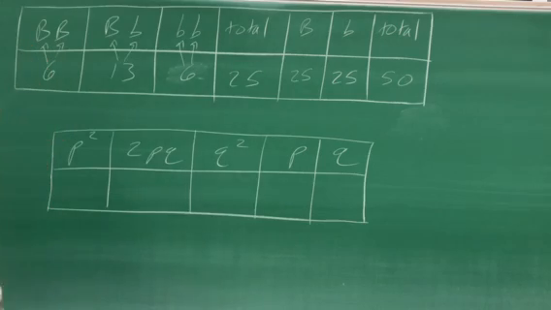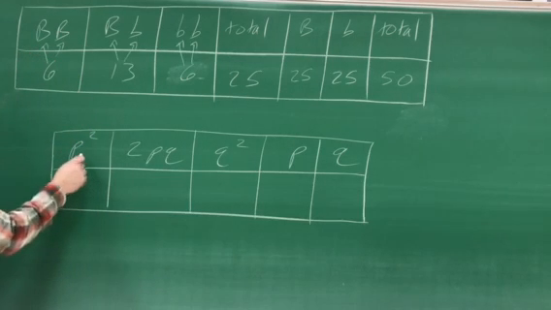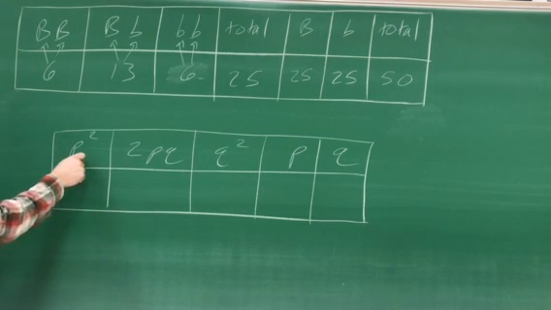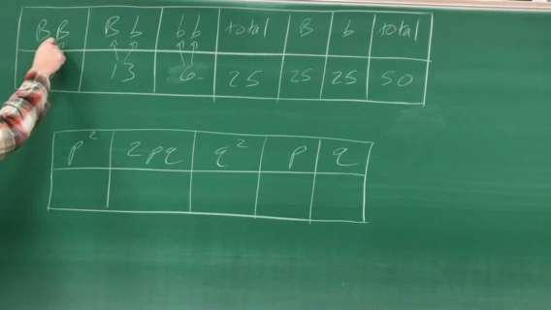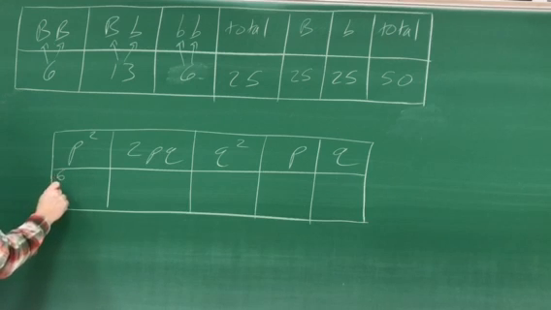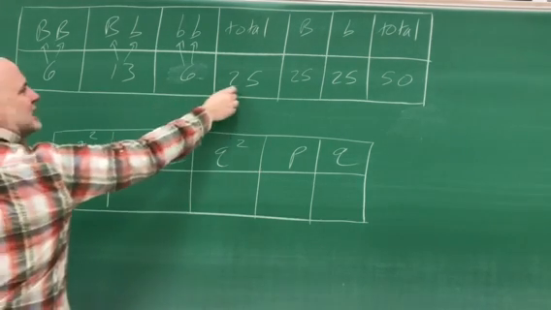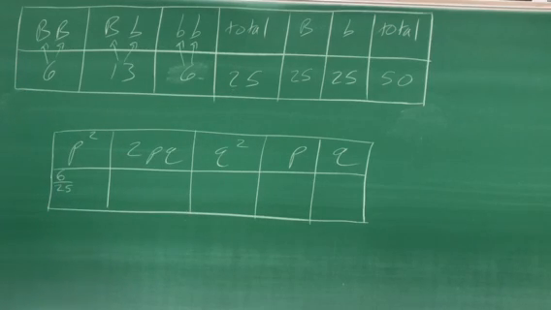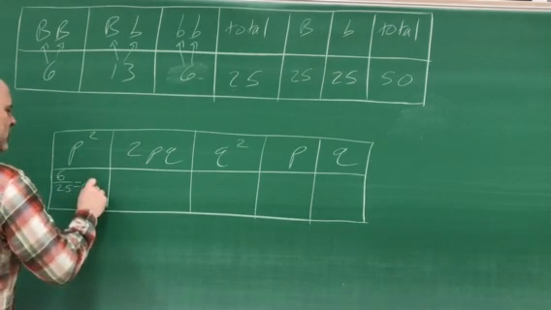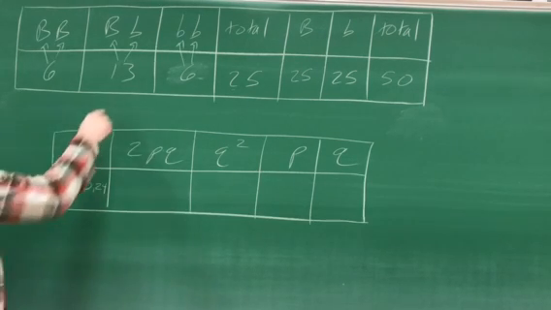All right, so now to determine what all these are, p squared, 2pq, q squared, p, and q. Remember, p squared is the frequency of the homozygous dominant individuals. So that's this. In order to figure out what p squared is, we're going to take 6 and divide that by 25, because that's the total number of individuals there. So 6 divided by 25 equals 0.24.